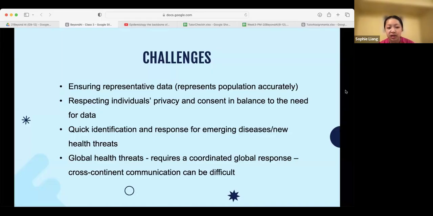Another challenge is quick identification and response for emerging diseases and new health threats. This is not the easiest thing to do. And then also global health threats, which require a coordinated global response, but cross-continent communication can be difficult. So maybe they speak different languages, have different time zones, different priorities, and different countries prioritize different things.